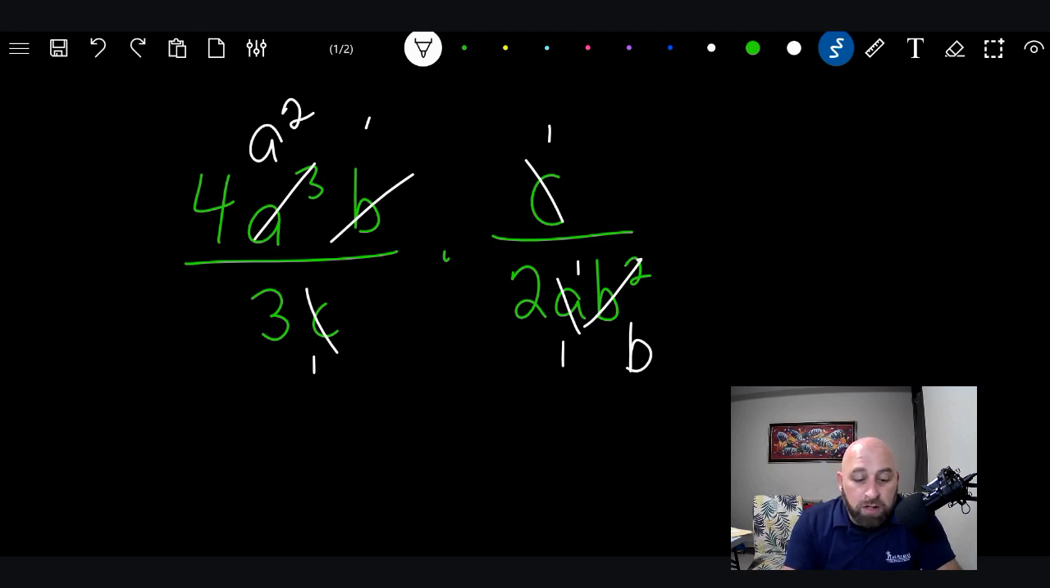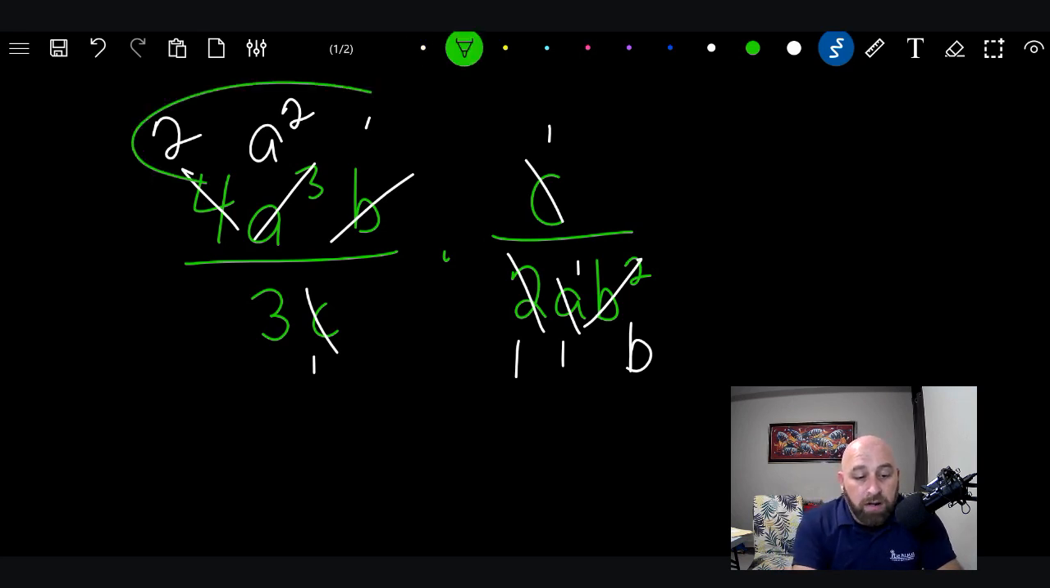Now, look at this 2. This 2 cancels to a 1, and this 4 cancels to a 2. Okay, the book shows you a different method there, but I'm just going to go with the method that we've been using all along. Now, what do?